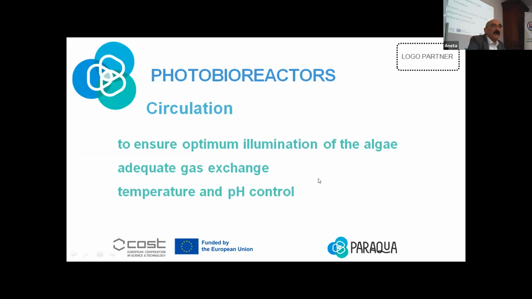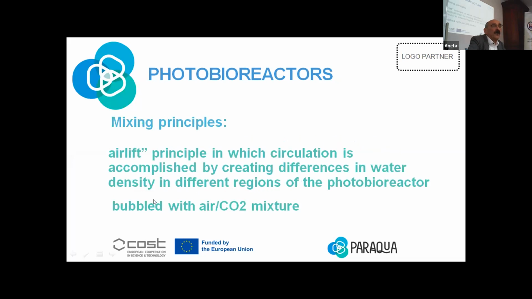So we need this. Of course, we need optimum light. We need adequate gas exchange, and we need temperature control and pH control. Usually in the photobioreactor, we mix the culture with an airlift or just with a bubbled air and CO2 mixture. So we use air pumps, and we can inject a little bit of CO2 into the air stream.